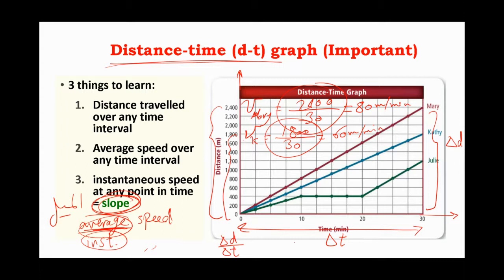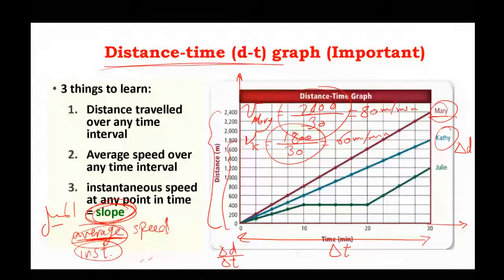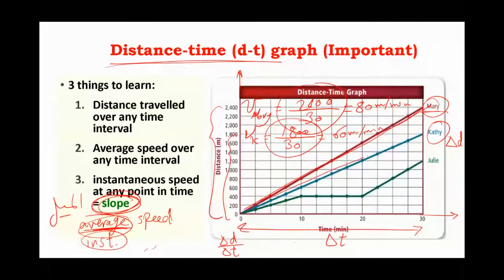Is the speed of Mary bigger or greater than the speed of Kathy? Mary and Kathy, which one has more speed? Mary. Why? She has a higher slope. The slope of her line is higher than Kathy's. That's why we know that she has higher speed. We calculated it to be 80, and the other girl was 60.